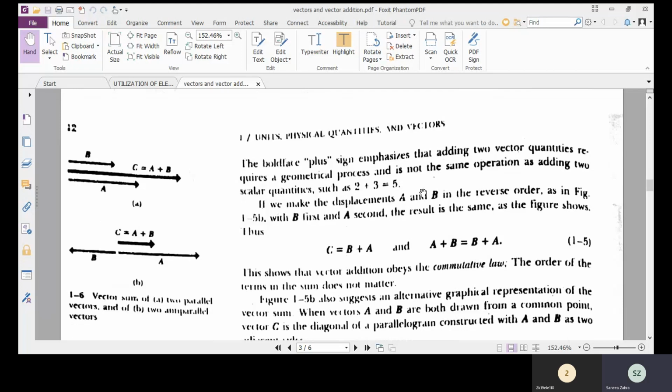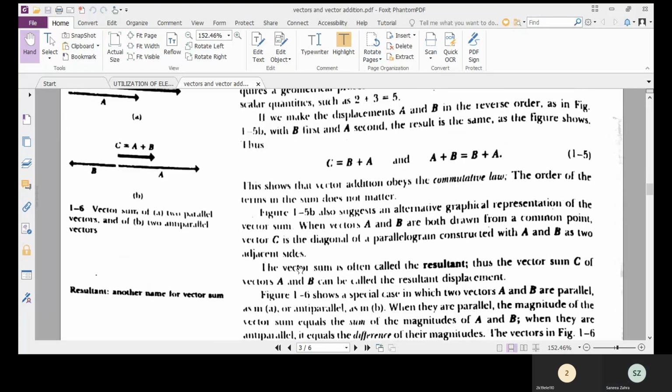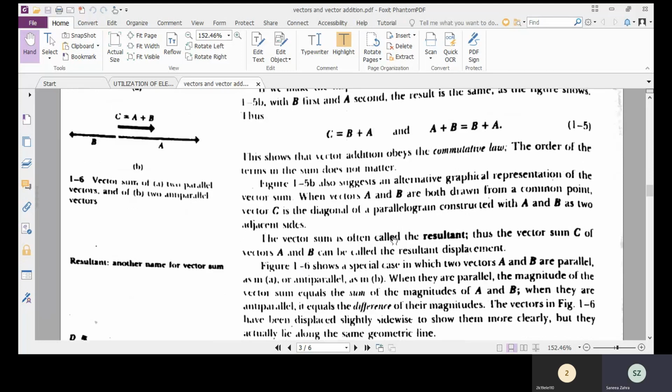If we make a displacement A and B in the reverse order, with B first and A second, the result is the same as shown in the figure. A plus B equals B plus A. So it holds the commutative law. We call the sum vector a resultant vector.